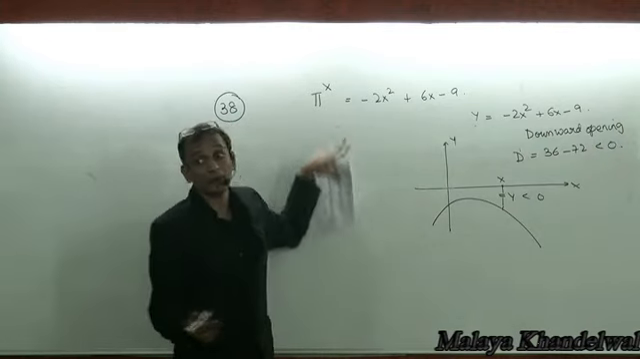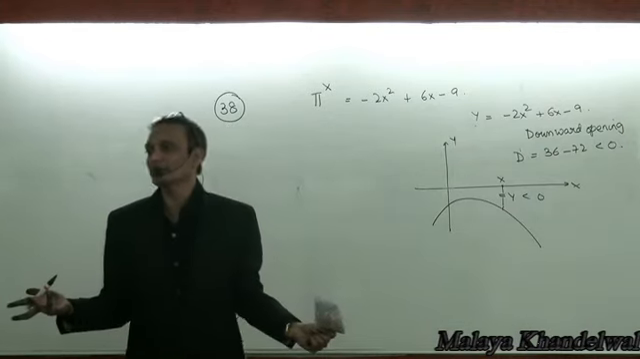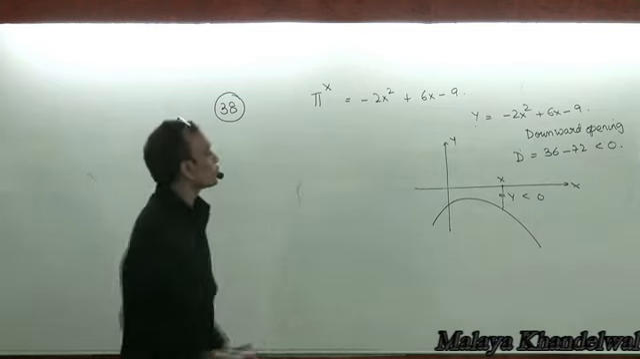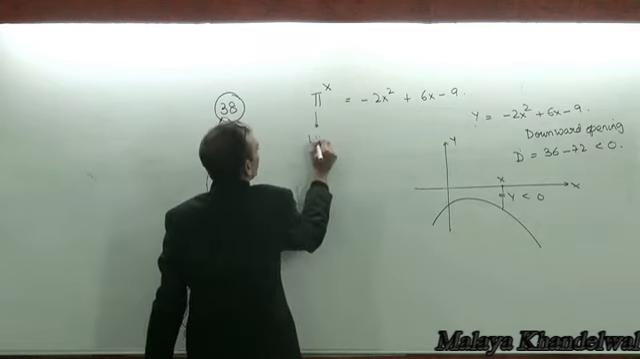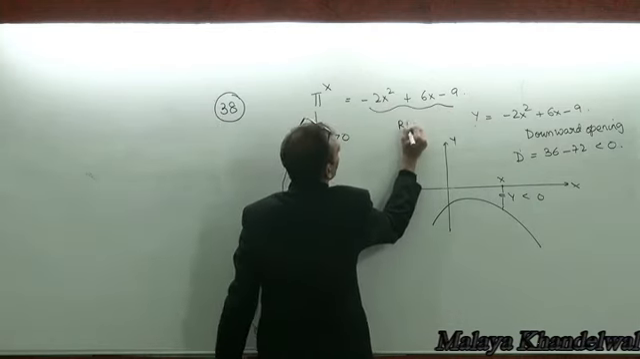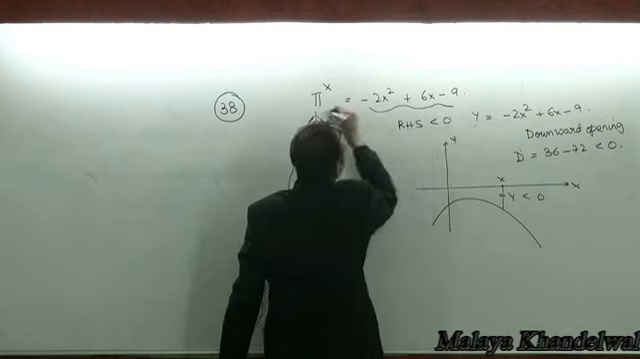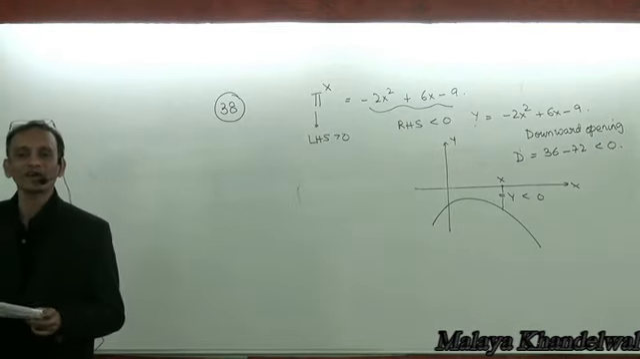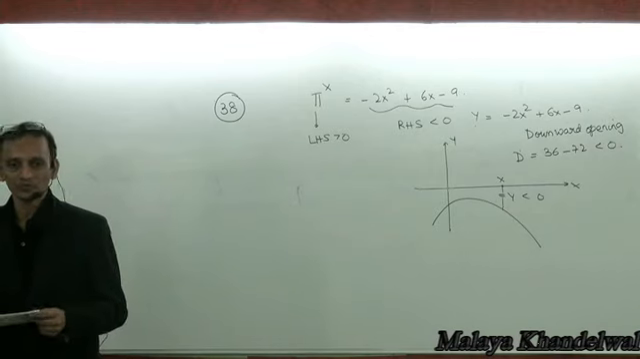And the left hand side, pi to the power x, is always positive. No matter what x is, pi to the power x is always positive. So left hand side is positive for all real x, and right hand side is negative for all real x. Therefore, the two can never be equal, so it will not have any real solutions. Yes or no? Right?